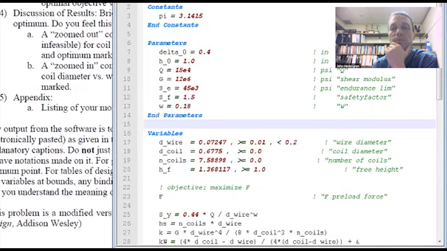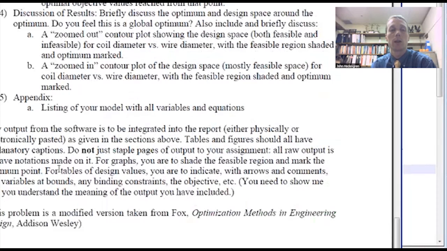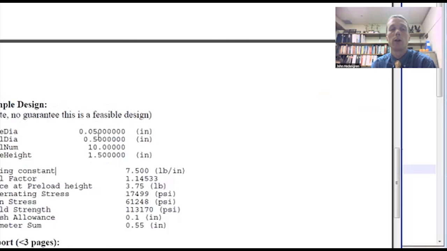Dustin had a question: what's the best way to troubleshoot? Dustin said he's getting 396 for the solutions. I'd say the best way to troubleshoot is to first make sure your model is right. Go ahead and move those from the variable section up to the parameter section. Plug in the nominal conditions. I gave you a sample design, so plug in these four and make sure you're getting these values. That's where I would start.